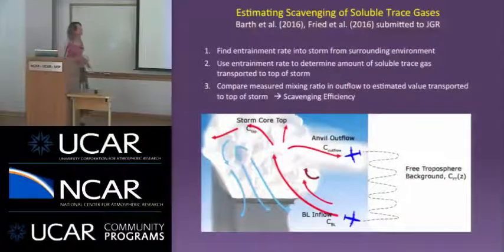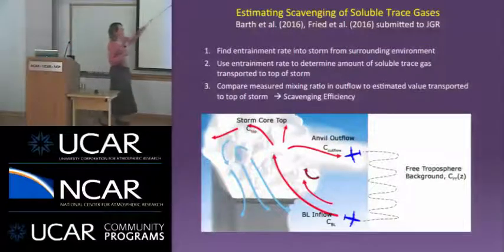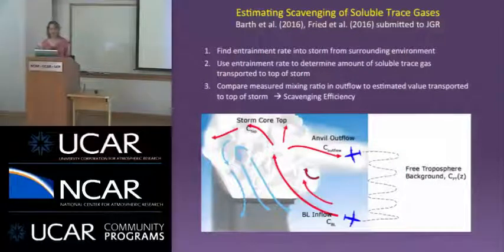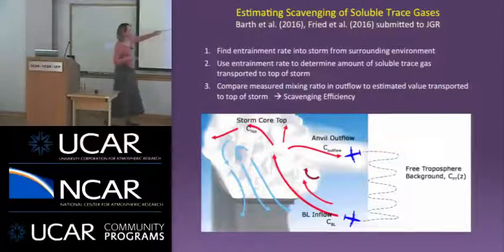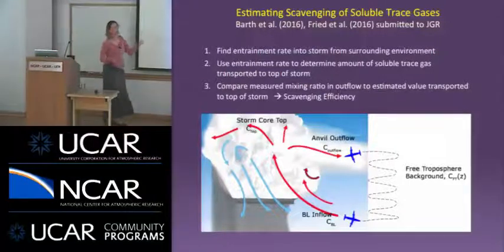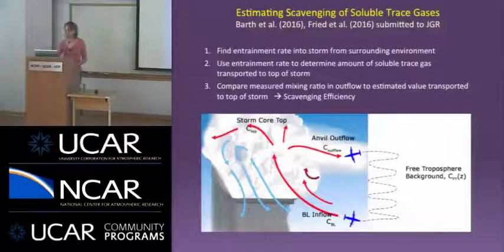The way we did this is work that I led with the peroxides and Alan Fried led with the formaldehyde. The way that we did this was to first determine the entrainment rate into the storm, and then use that entrainment rate to determine how much of the peroxides could have been transported to the top of the storm if they had not dissolved into the cloud droplets. And then from comparing that answer to what was actually measured, we can get at the scavenging efficiency.